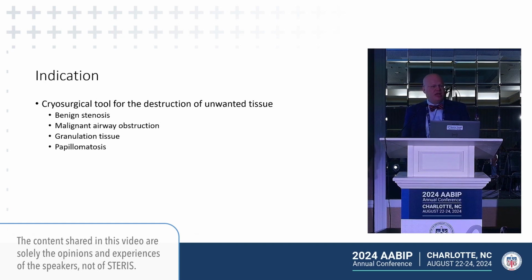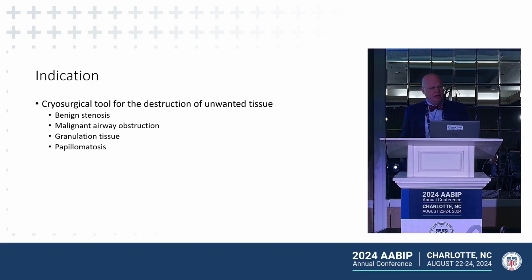So what's the indication? This is the label. It's a cryosurgical tool for destruction of unwanted tissue. So it's very broad. Under that, it can be used for benign disease, malignant airway obstruction, granulation tissue, and papillomatosis, which are some of the more common things that I personally use it for.